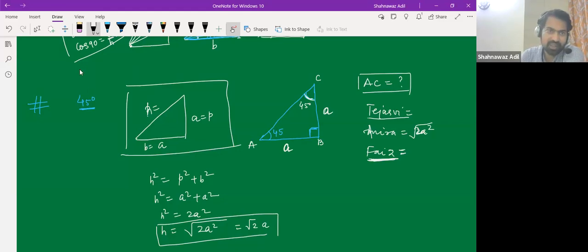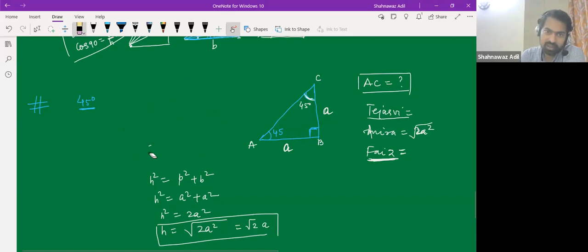Yes, everyone clear this part? Yes, sir. So the square will not cut the root. Yes, what do you say, Amira? So this square will not cut the root.